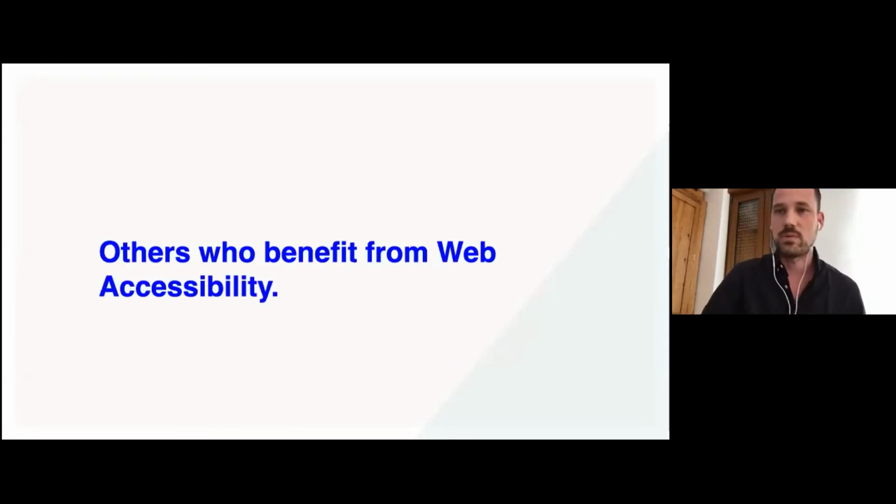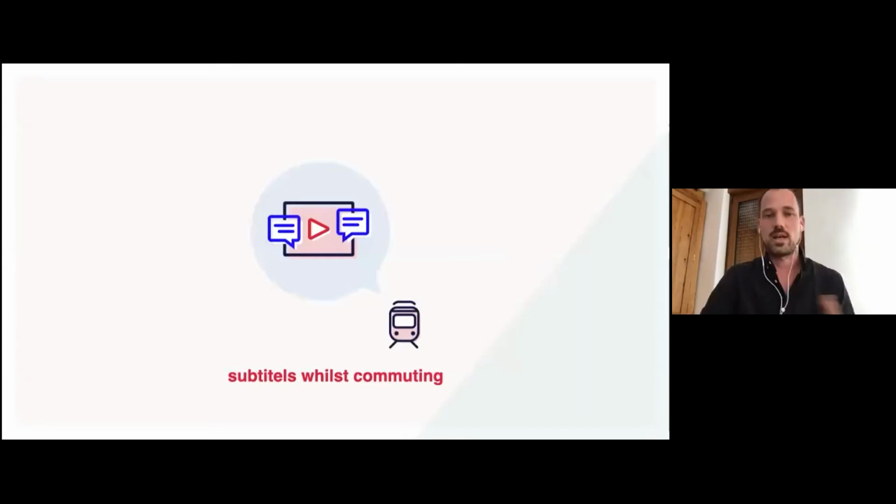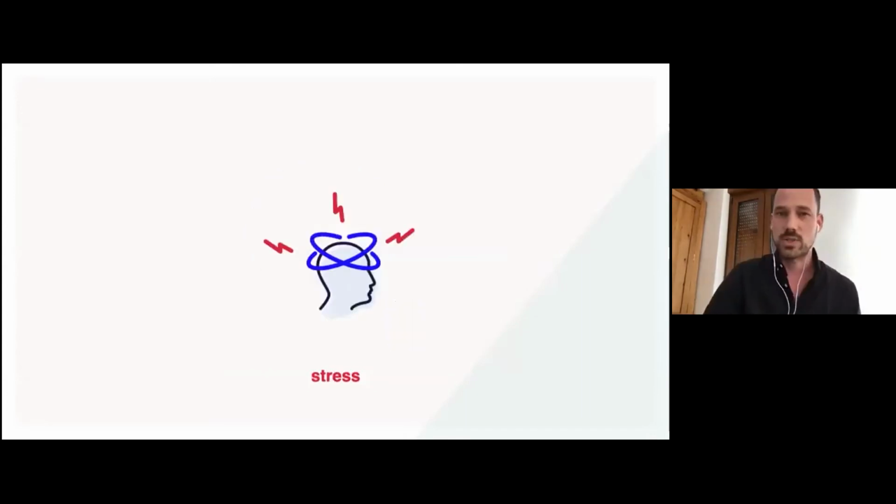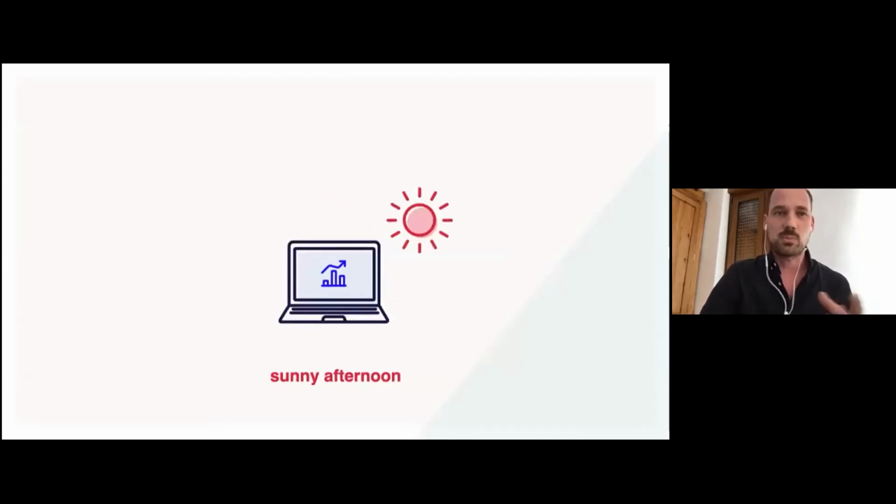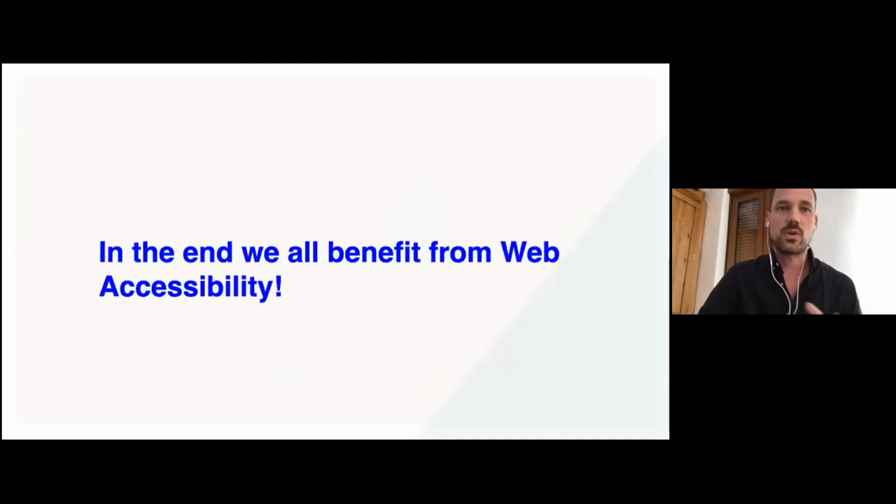Imagine, for example, being in a train and wanting to watch a video with subtitles, or a stressful situation where you need to complete a complex task online, like filling out a large form or ordering something. Or maybe it's this sunny spring or summer afternoon when you decide to go home early and finish some work in the garden or the park, and the sun is hitting your screen. So in conclusion, web accessibility should not be seen as something you do for a minority of people. In the end, we all benefit from web accessibility.